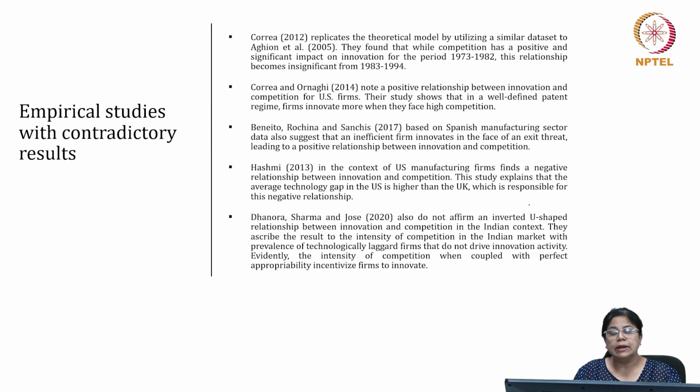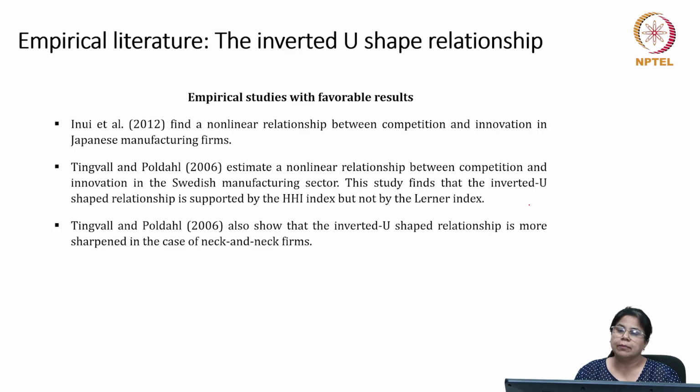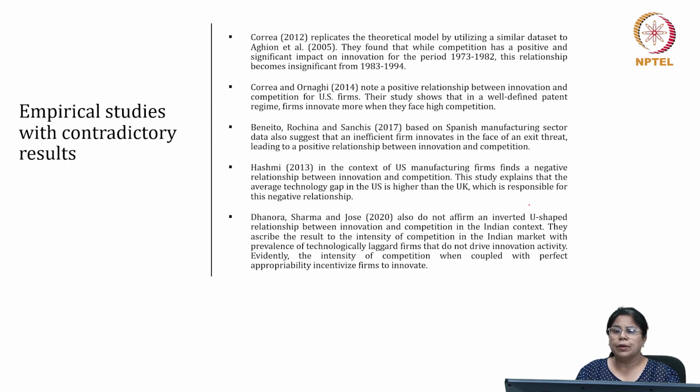So, then you have another set of studies which are contradictory or may not find a very strong positive result. Here, please remember, the empirical result is essentially related to an inverted U-shaped relationship, which has been talked about more recently. So, a study by Correa indicates the theoretical model by utilizing a similar data set to Aghion. They found that while competition has a positive and significant impact on innovation for the period 73 to 82, this relationship became insignificant in the other period.